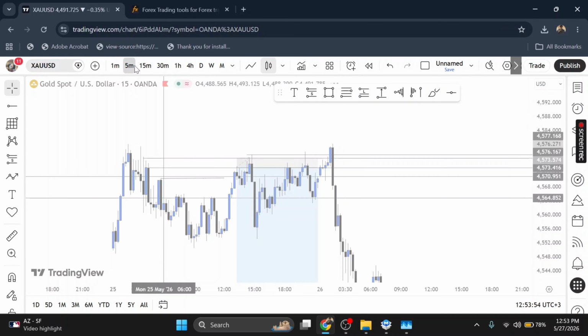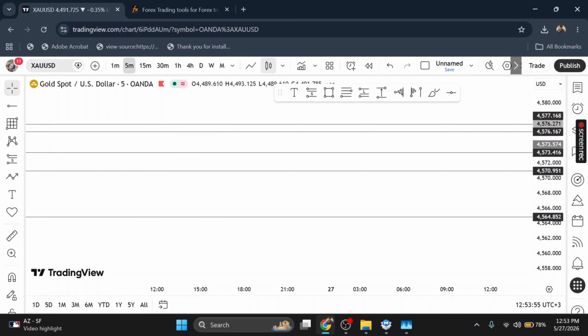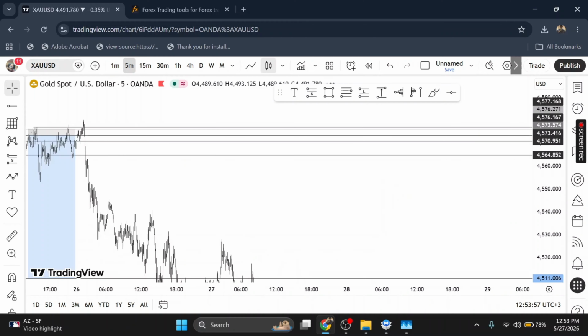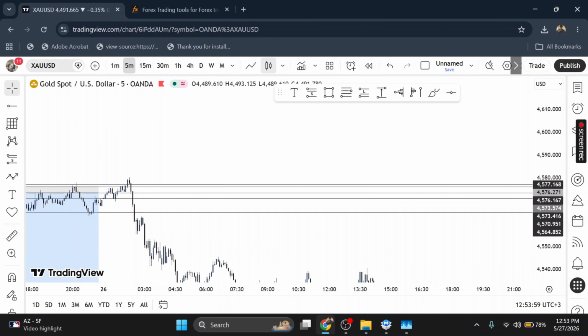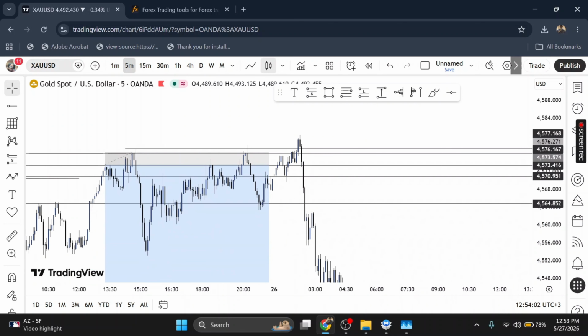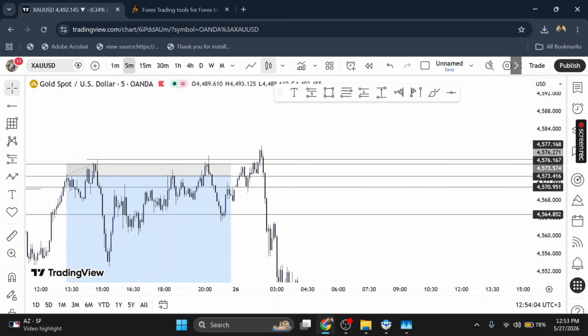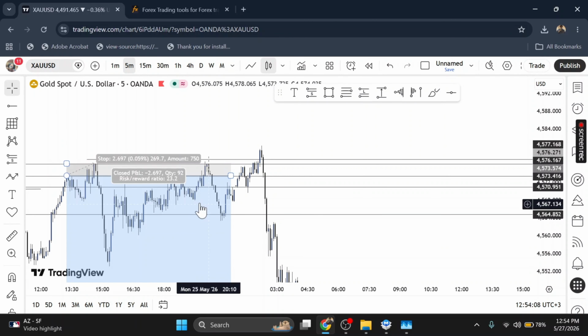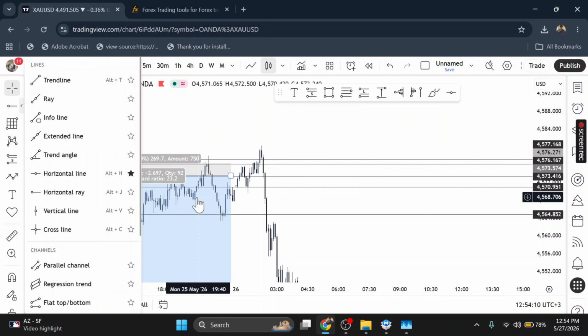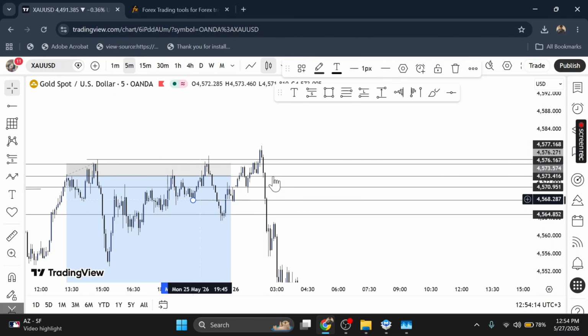I came to the 5-minute time frame. I waited for it to show me a good change of character, and I saw it right here after it broke this. My change of character, it was right there, so I waited for it to retrace back then.